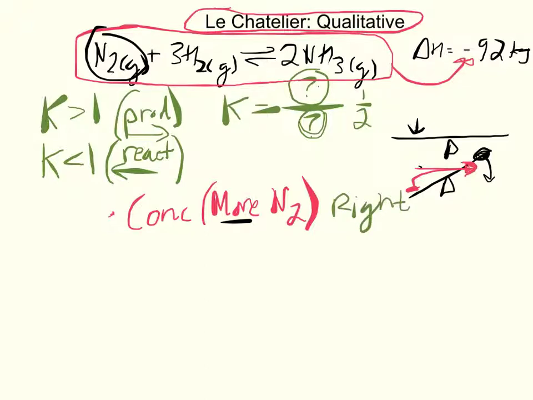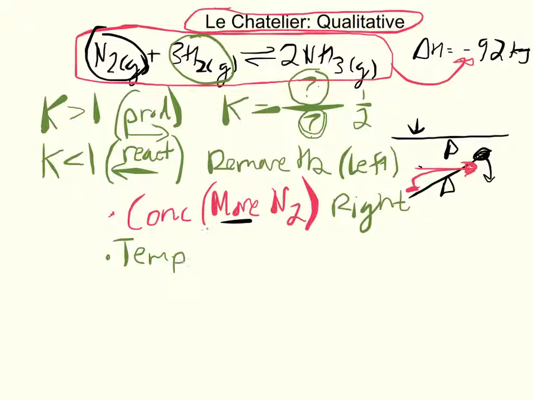Instead of adding more N2, we could remove H2. So if we remove a reactant, we need to make more to get back to equilibrium. So the reaction would now shift to the left. We could also change the temperature. So let's say we added heat. We increased the temperature of this reaction. Which way is it going to shift?